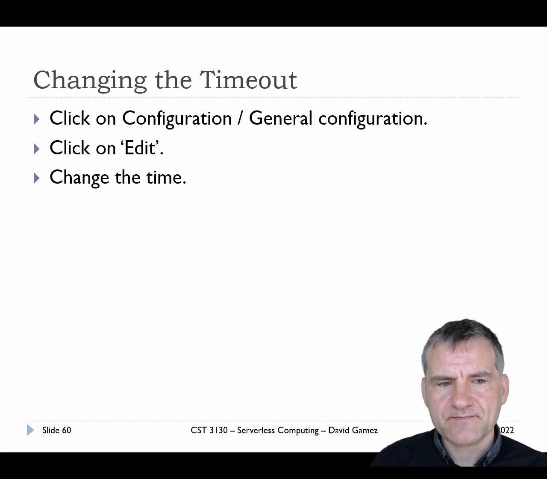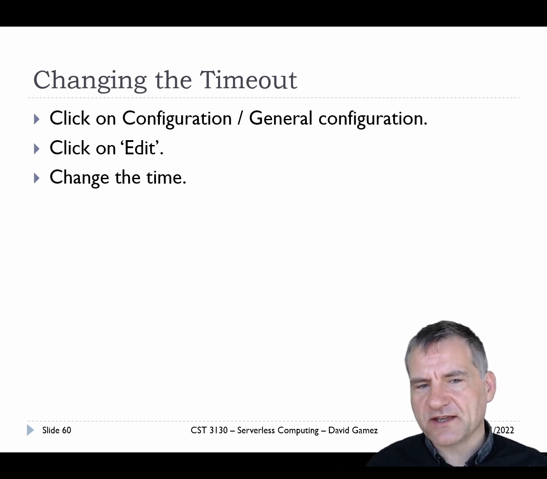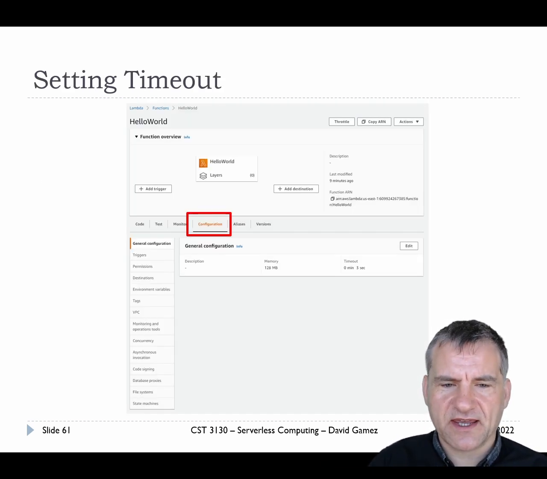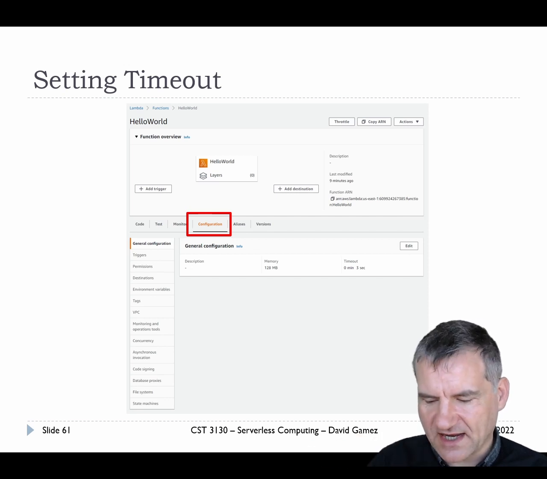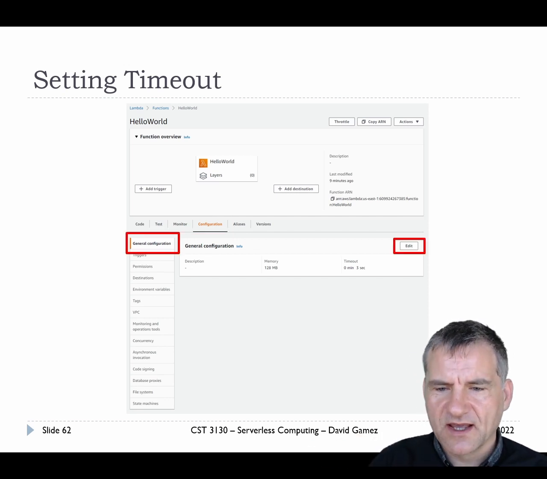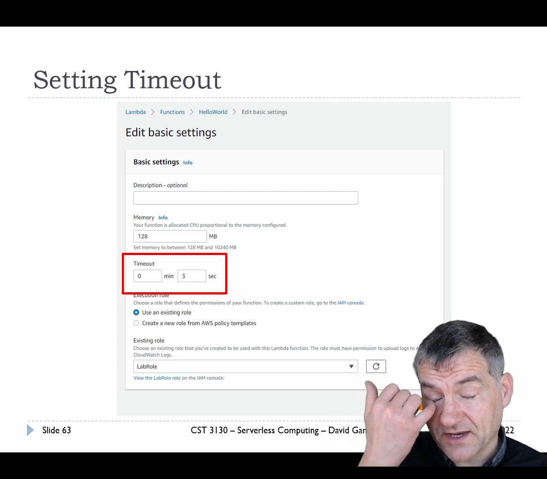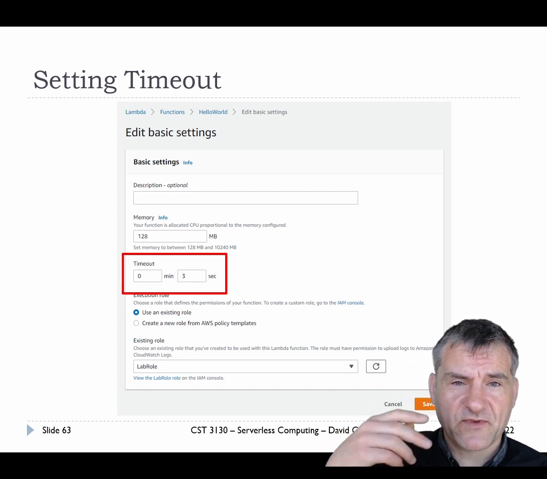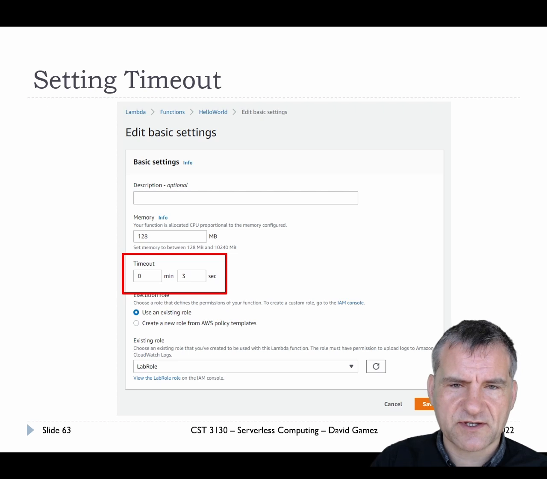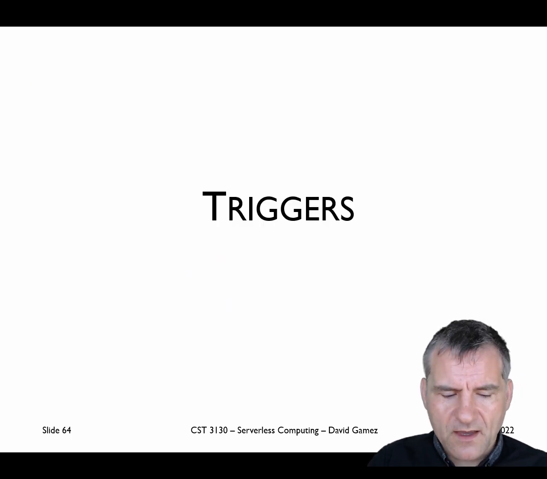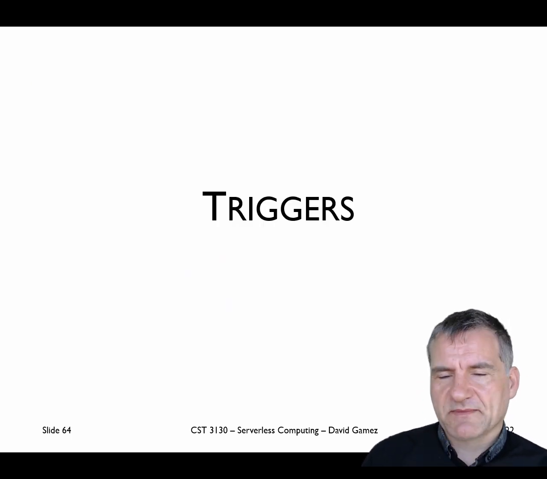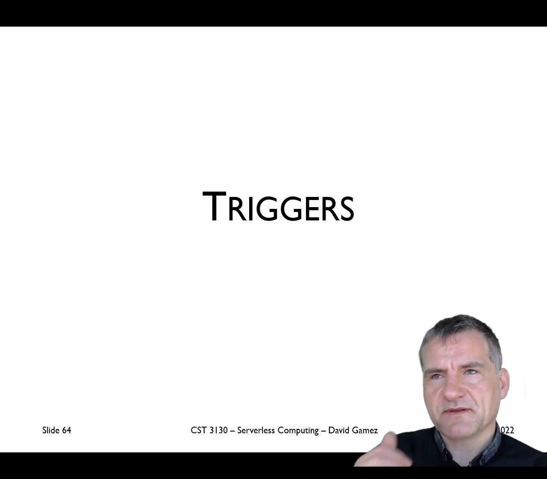It's pretty easy to change. You click on configuration, general configuration, edit, and then just change the time. It's got these tab things at the bottom of the execution environment, and then you can click on edit and change that timeout. I usually set it to about a minute for things like database processing, and that usually works just fine.